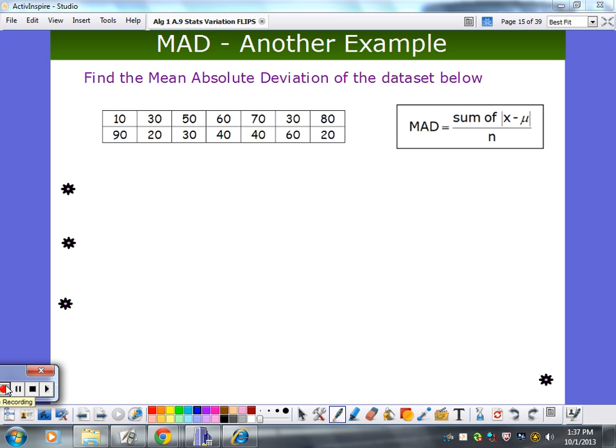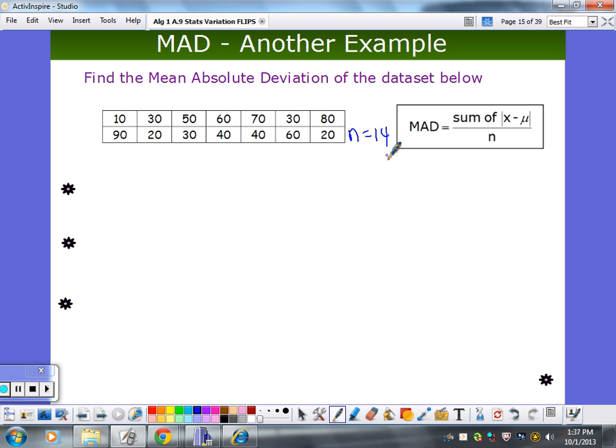So let's do another example. Let's look at the top of page 3. How many numbers do we have here? 4, 6, 8, 10, 12, 14. What's my n for this? 14. You just count the numbers.